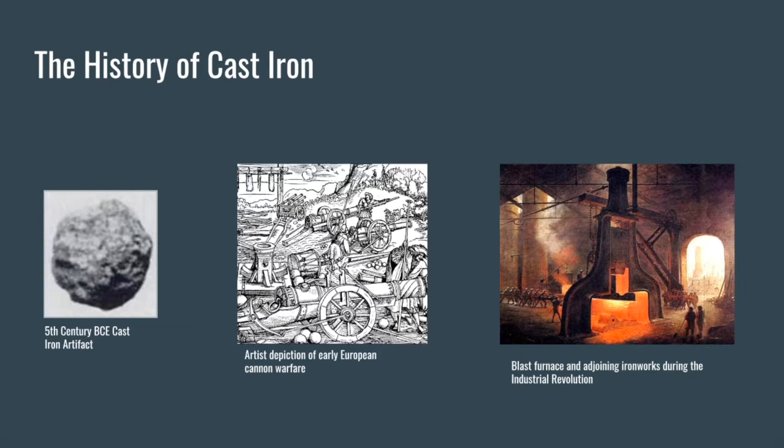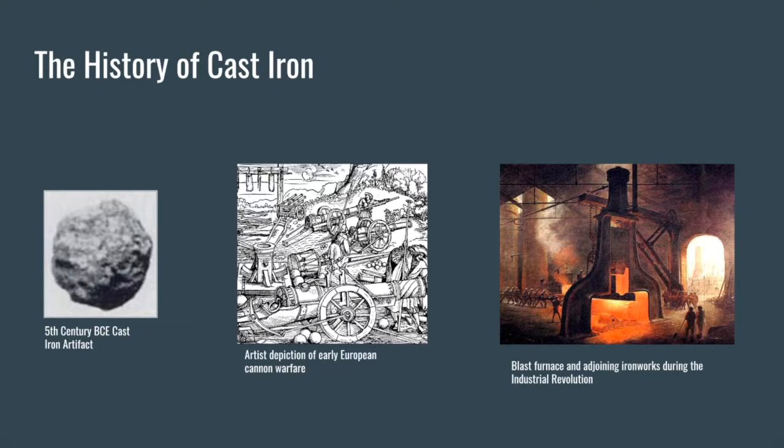Cast iron has been found dated to at least the 5th century BCE in Jiangsu, China. Evidently, this material is one of the first materials to be understood and intentionally crafted by humans for a specific purpose. In ancient China, cast iron was used for everything from weapons and farm implements to cooking utensils and architecture.